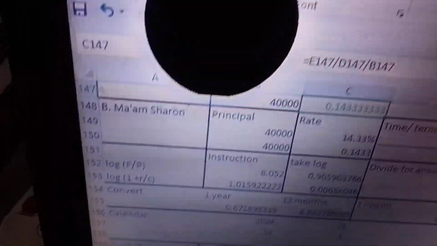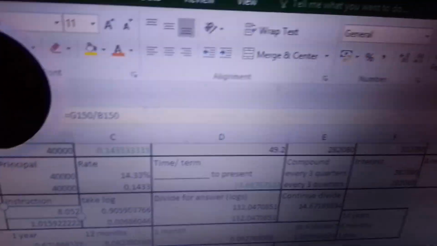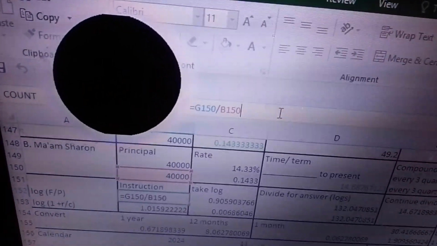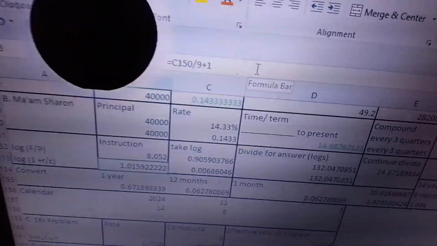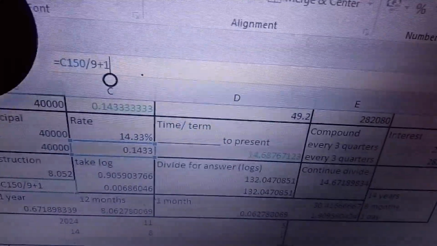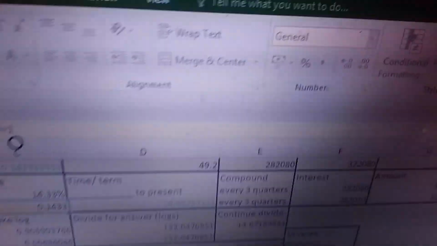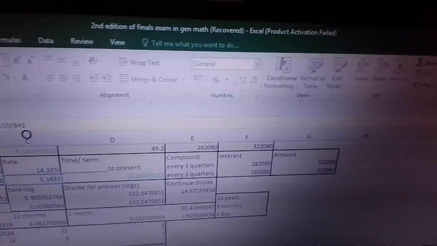So, here are the instructions. Future value divided by present value. So what I did here is the future value of 322,080 pesos divided by 40,000 pesos, and you should get 8.052. And then 1 plus R divided by C, what is that? 14.33%, divide by 9, add 1. We have to add 1 to that. Divide by 9 because remember, our compounding period is 9 months. And from there, we take the log.